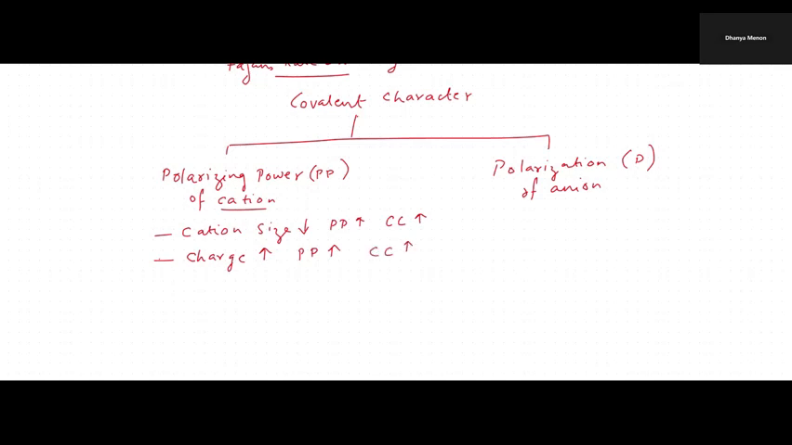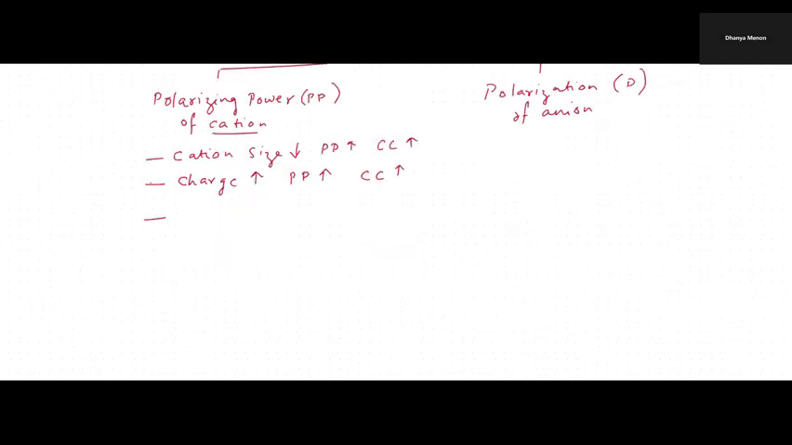Then also for cation, we have one more factor, which is called pseudo noble gas configuration. If any cation has this type of configuration, the pseudo noble gas configuration is ns2, np6, nd10. This is the pseudo noble gas configuration. If the cation has that, polarizing power increases, covalent character increases.